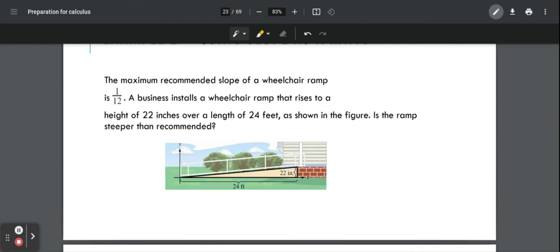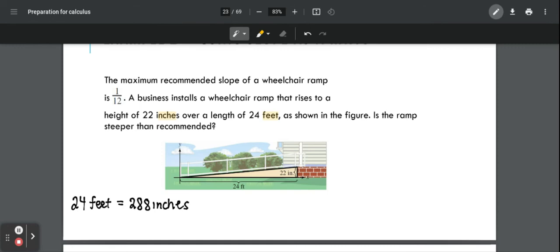So hopefully the first thing that you noticed is that the height is given in inches, but the length is in feet. So obviously we need to convert inches to feet or feet to inches. To make it so we probably don't have decimals, we probably want to convert 24 feet into inches. So 24 feet, we would have 24 times 12, which would give us 288 inches.